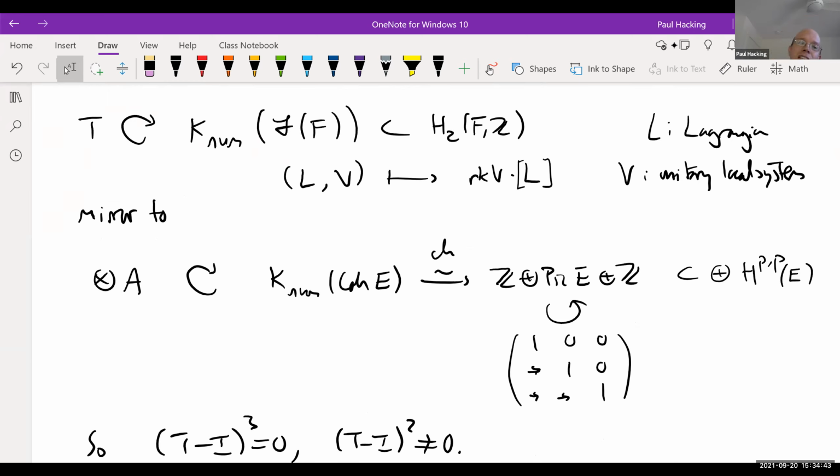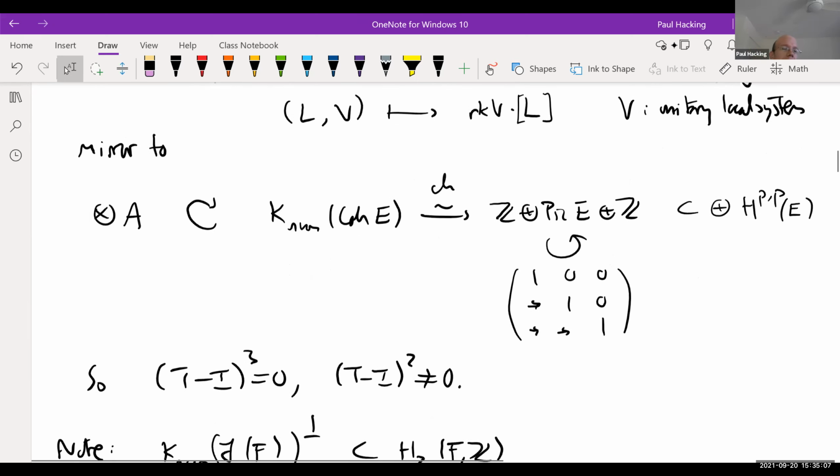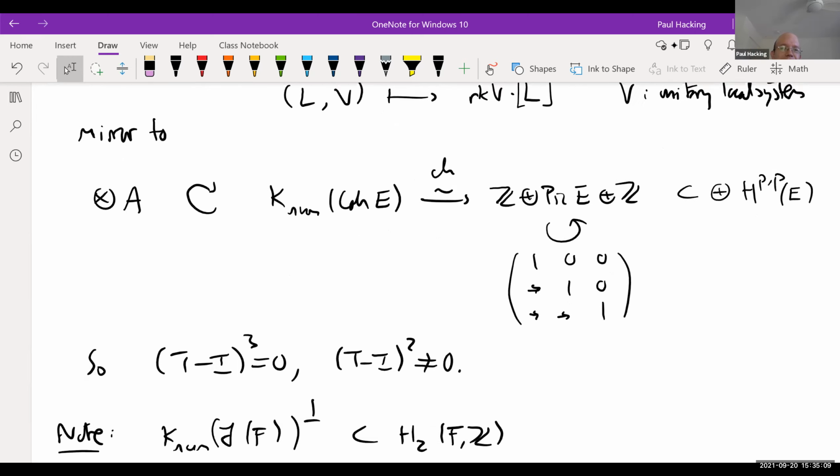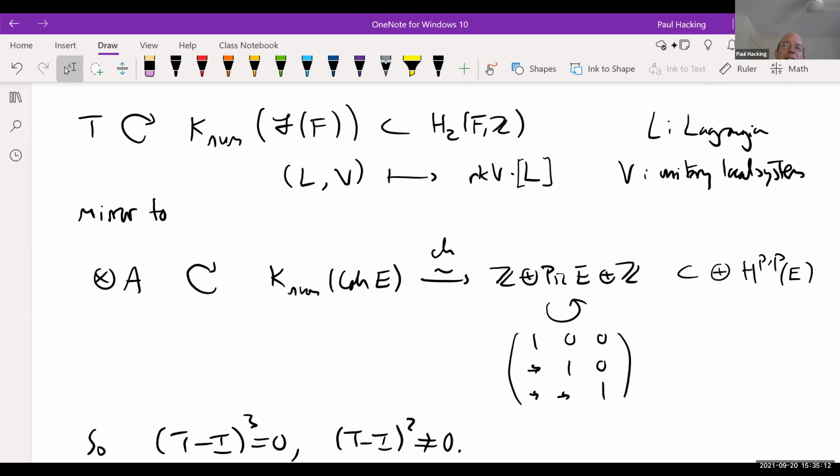And so therefore T should also be unipotent. And in fact, maximal unipotent in the sense that its cube is 0, but its square is not 0. So here, it's just a general fact that the highest power is the dimension of the variety plus 1.